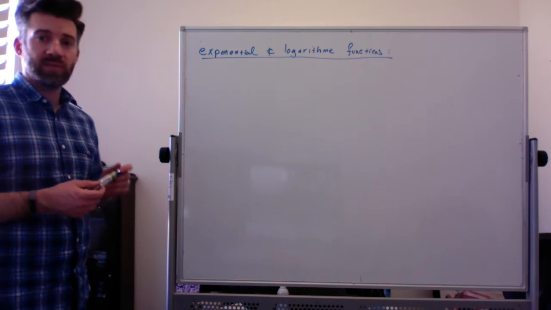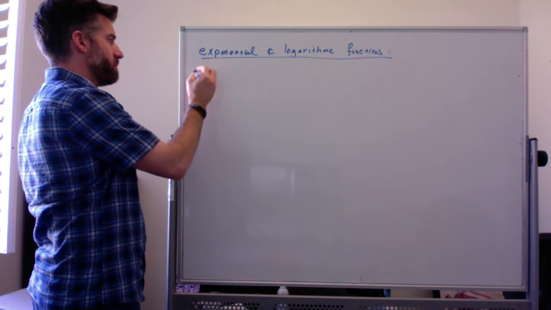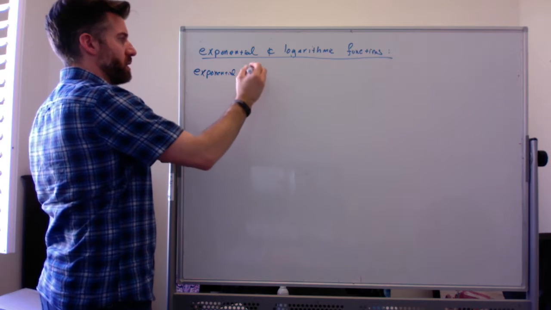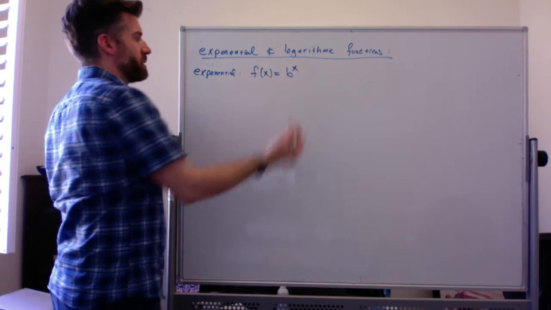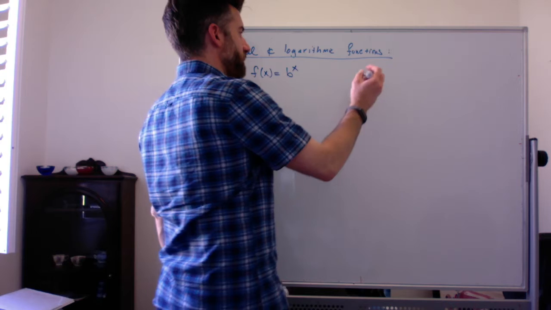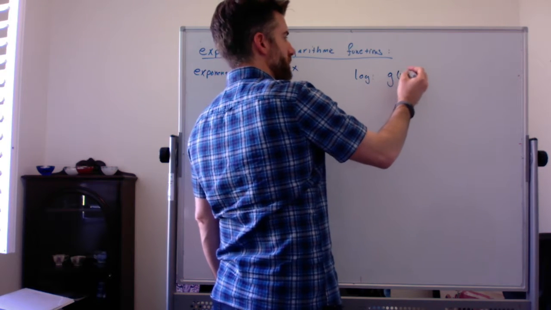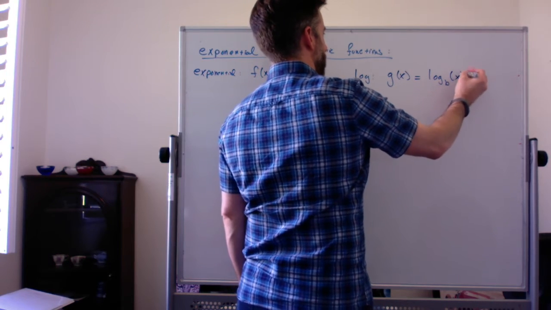So there are lots of exponential and logarithmic functions. The general exponential form looks like, say, f of x equal to b to the x. The general logarithmic form looks like g of x, to use a different letter, equal to log base b of x.